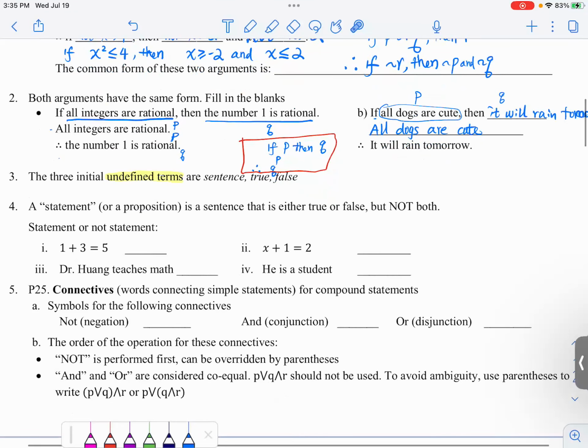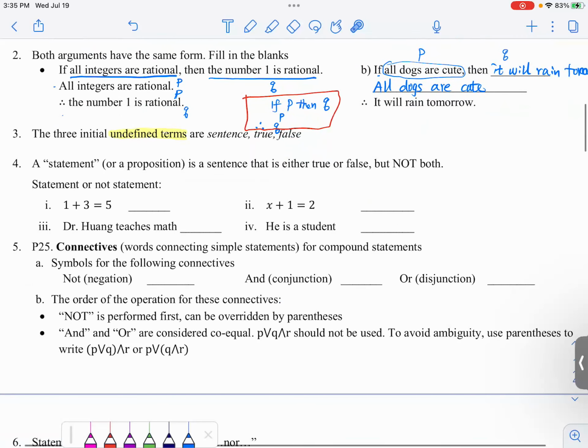Now, a statement or a proposition is a sentence that is either true or false. You see, we begin to define statements. A statement is defined using all those 3 undefined terms, okay? So a statement cannot be both. It's either true or false. You can tell it is true or false, but it cannot be true and false at the same time.